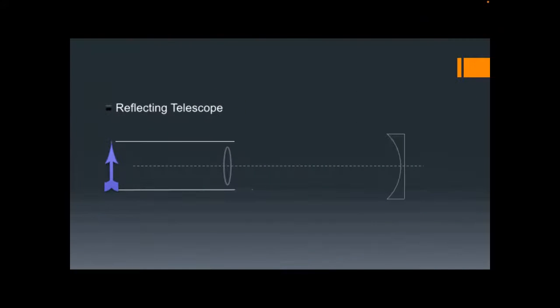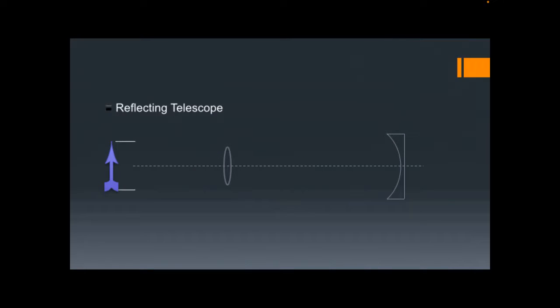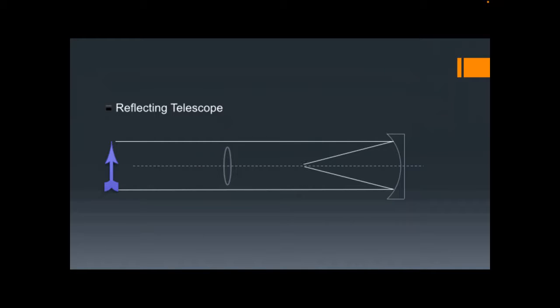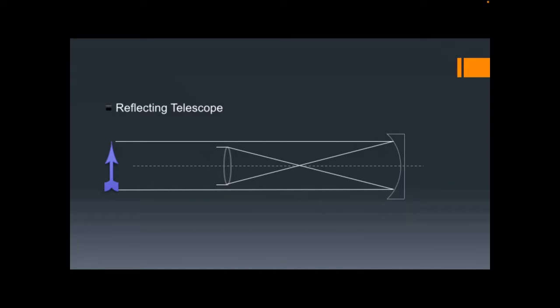The blue arrow that you can see on the screen is the object which is to be observed using the reflecting telescope. On the right hand side, there is a parabolic mirror. It is supported from the back side, and it is parabolic in shape, and the inner surface of this mirror is coated with aluminum to increase its reflectivity. As the light from the object is incident on this mirror, it gets reflected and is collected at a common focal point F.